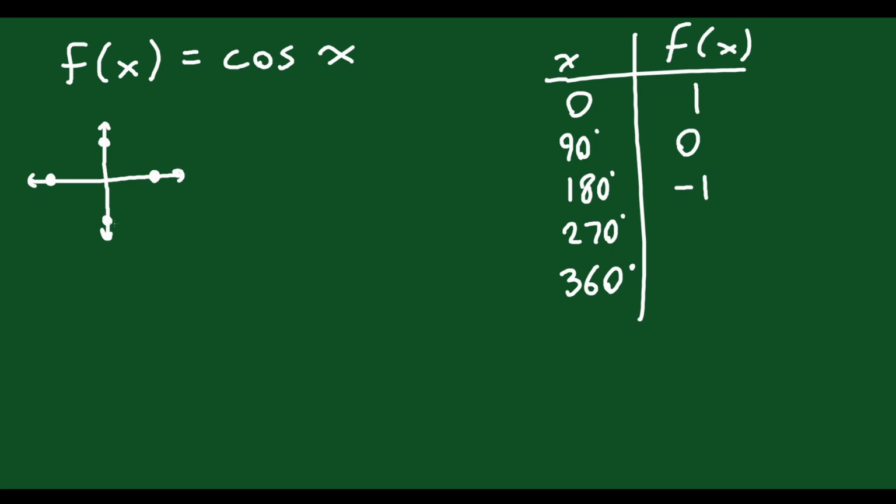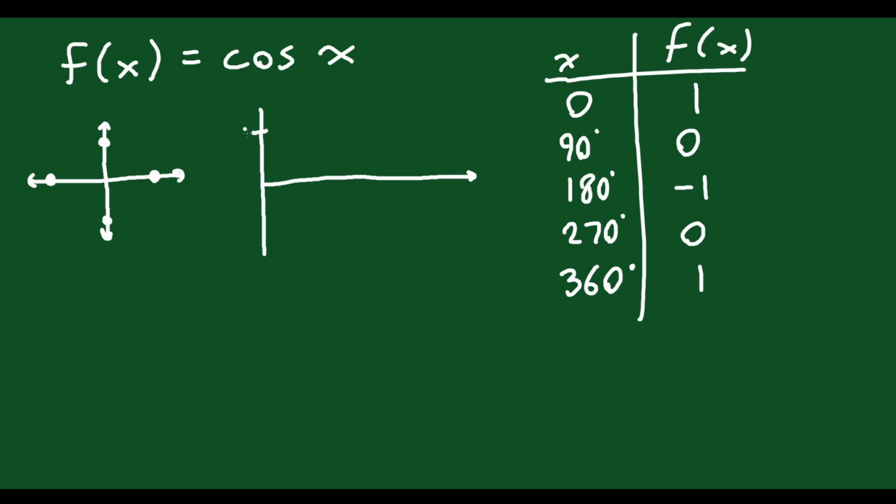When you're down here, the cos value is going to be 0 because you're not going to the left or right, you're right in the middle. You're at x equals 0. So 270 is 0. Go to 360, you're back where you started, at 1. So with this information, we can graph the function f of x equals cos of x.